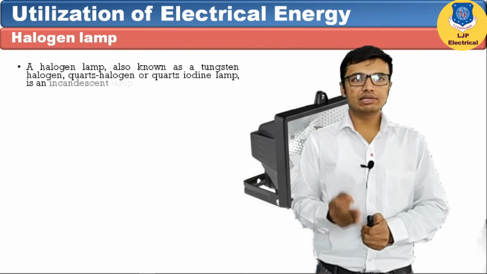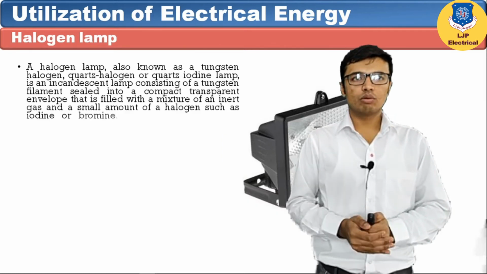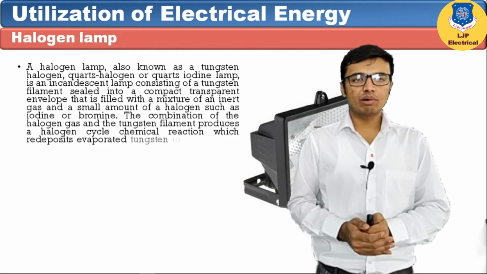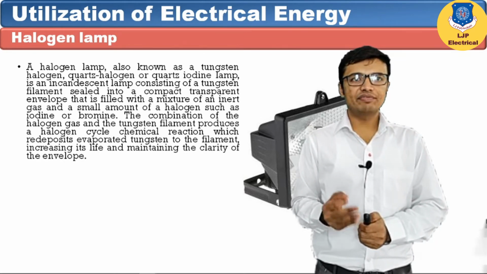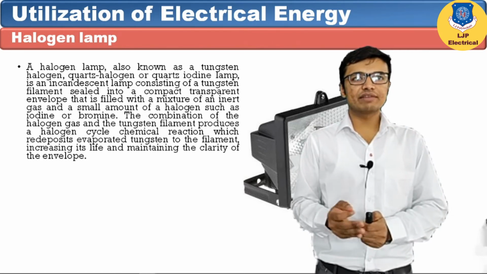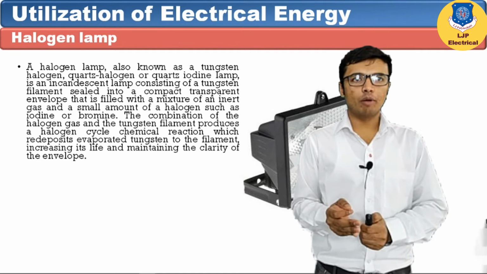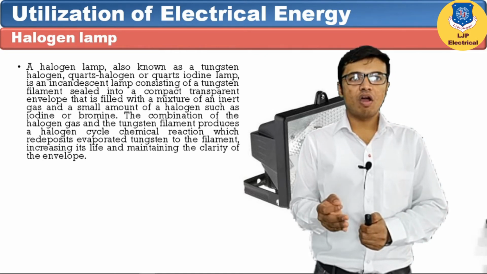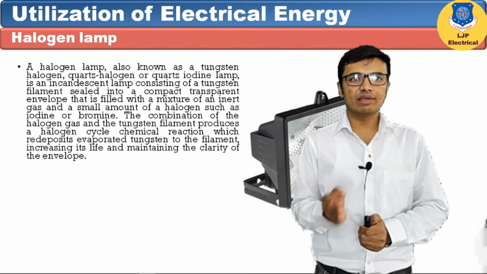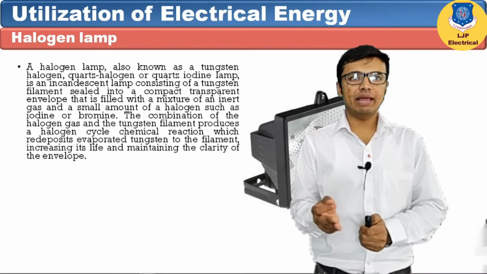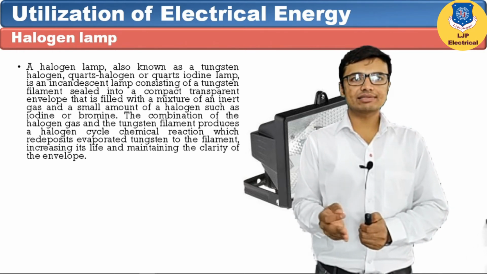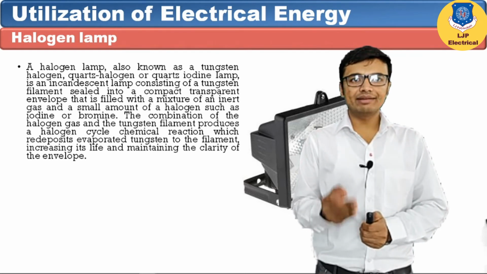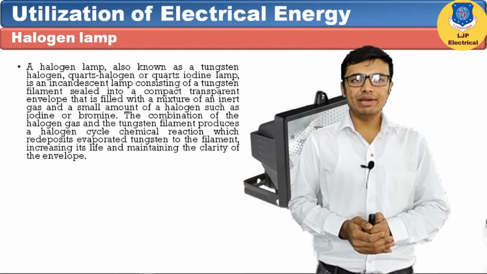Let's see halogen lamp. So halogen lamp, also known as tungsten halogen or quartz halogen or quartz iodine lamp, because this kind of lamp is a kind of incandescent lamp. Just difference is that we are using tungsten as a filament in halogen lamp. It consists of tungsten filament sealed into compact transparent envelope that is filled with a mixture of an inert gas and small amount of a halogen such as iodine, bromine. The combination of the halogen gas and the tungsten filament will produce a halogen cycle of a chemical reaction which redeposits evaporated tungsten to the filament, which increases the life and maintains the clarity of the envelope. Hence the illumination will improve.